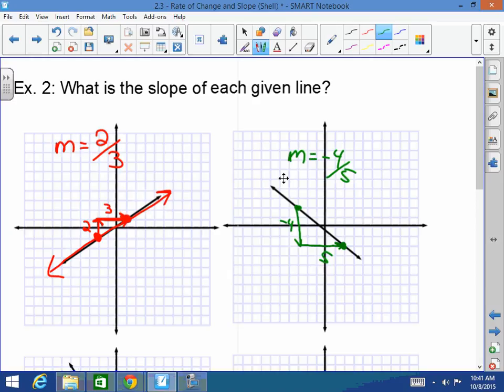So that means there's going to be a point when you go down 1 to the right. Correct, sir. Thank you. All right. Next.